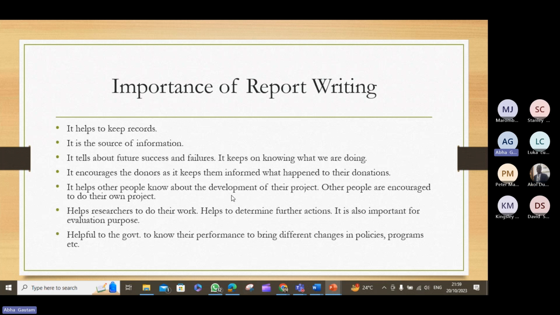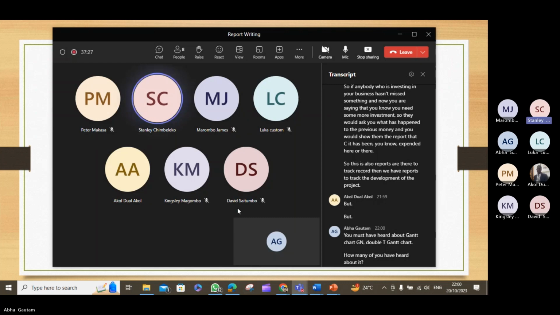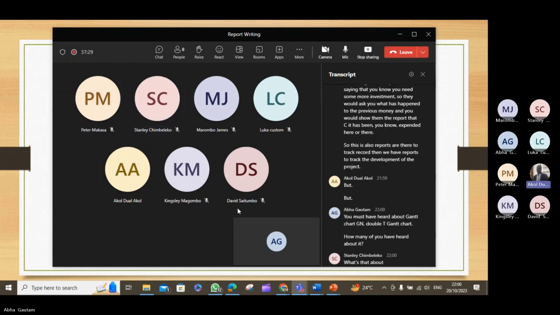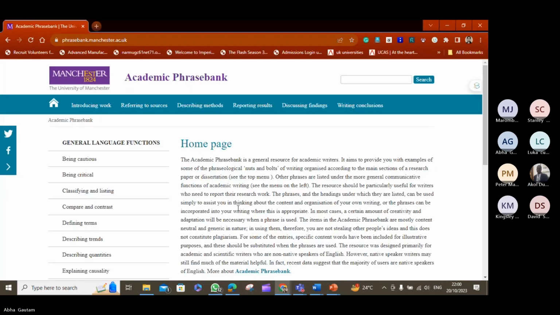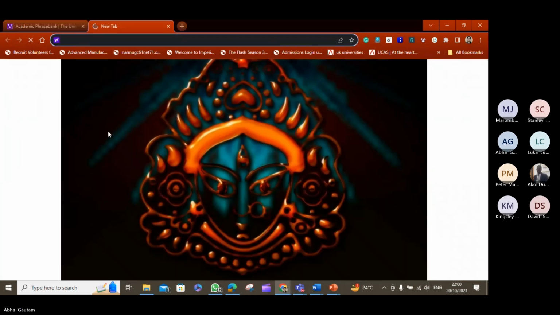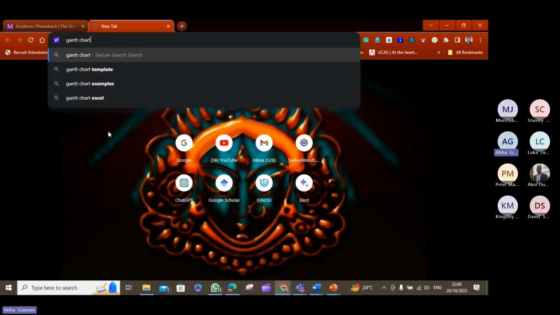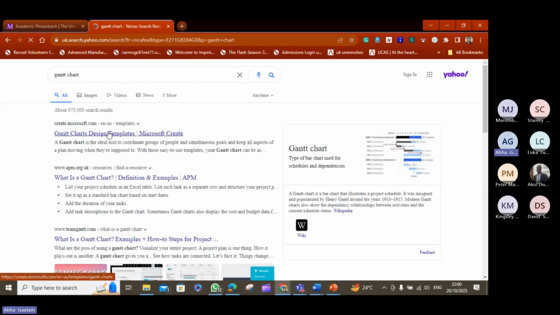Then we have reports to track the development of the project. You must have heard about the Gantt chart. How many of you have heard about it? What's it about? Okay, let me show you. It is basically a kind of tracking. You can make it on an Excel sheet also.